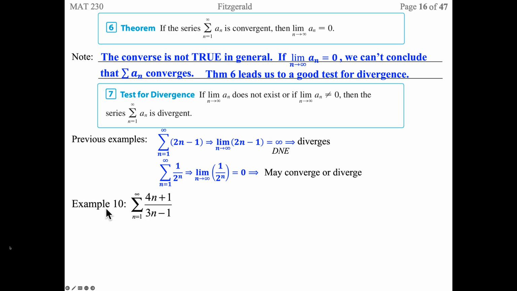So here, example 10. Let's take the summation from 1 to infinity. We're looking for an infinite series, 4n plus 1 over 3n minus 1. Let's take its limit. The limit as n goes to infinity of 4n plus 1 over 3n minus 1. If I divide all the terms by n, this becomes 4 plus 1 over n, this becomes 3 minus 1 over n. This becomes 0, and I have 4 over 3 left. 4/3 does not equal 0. Therefore, I know this diverges.